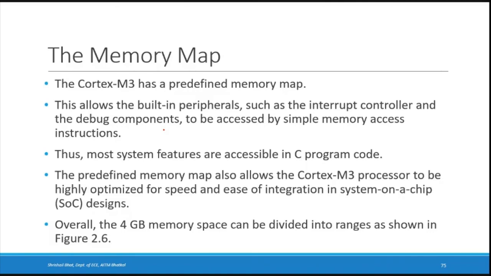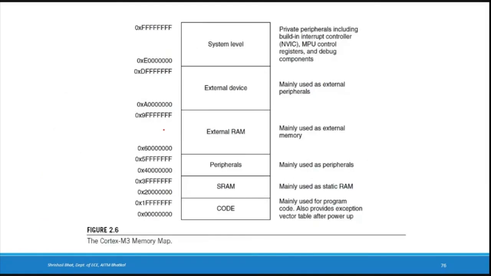The predefined memory map also allows the Cortex M3 to be highly optimized for speed and ease of integration in system on chip designs. Overall, the 4 GB memory space can be divided into different ranges, as you can see in this particular diagram. Initially, from starting address 00000000 to 1FFFFFFF, this is actually half GB. This is the entire 4 GB, right?